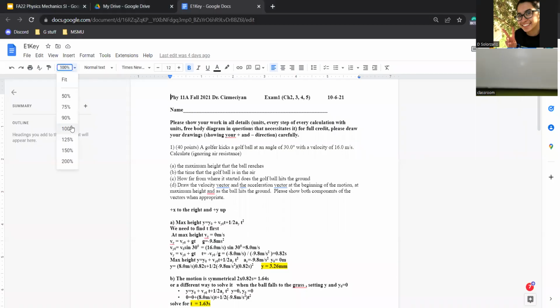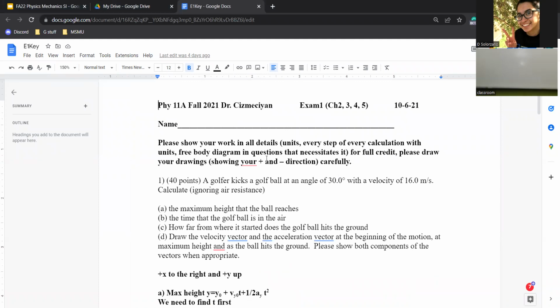So the first one is a projectile motion. We have a golfer that kicks a golf ball at 30 degrees. We have a golf ball. It gets kicked at a 30-degree angle with an initial velocity in meters per second. And then you're ignoring air resistance. So then the projectile motion, you can just kind of imagine it goes up and then comes back down.